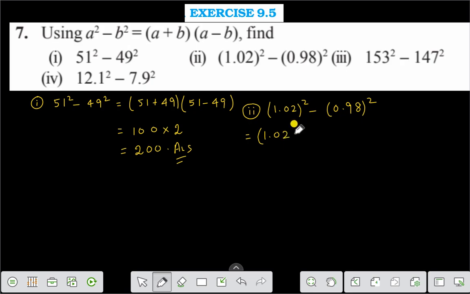It can be written as 1.02 plus 0.98 into 1.02 minus 0.98. Right? If we add these, 1.02 and 0.98: 8 plus 2 is 10, carry 1, it is 0; 9 plus 1 is 10, carry 1; 1 plus 1 is 2. That is, we are getting 2.